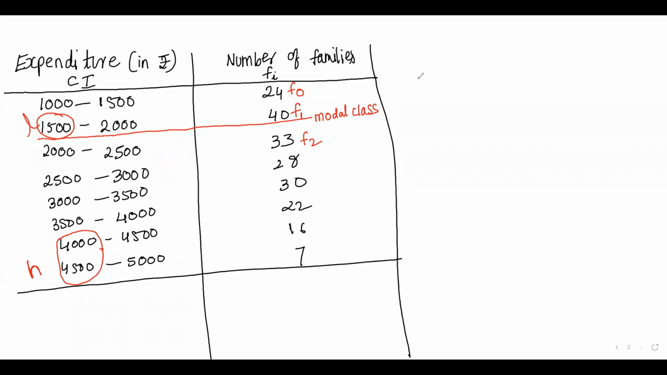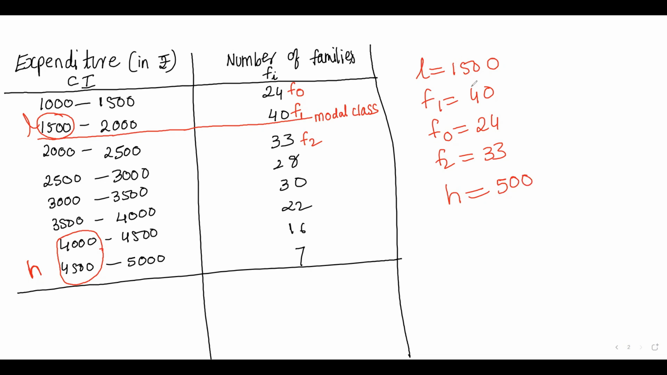So write down all the values. L is equal to 1500, F1 is equal to 40, F0 is equal to 24, F2 is equal to 33, and finally H. Subtract 4500 and 4000. On subtraction, what would you get? 500. Like this, write down the complete parameters, the values of L, F1, F0, F2, H.